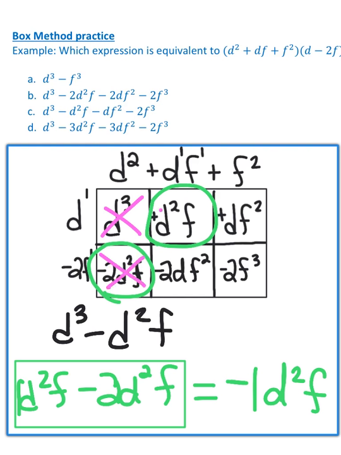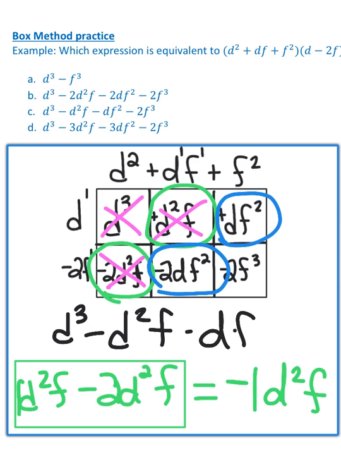I no longer have these two boxes. I look and I see that these two terms are the same, df squared and df squared up here, but again it's a positive 1 and a negative 2. So it's going to end up being exactly what I had before, except it's just minus df squared this time. And now I don't need those two boxes anymore. My last box is minus 2f cubed.